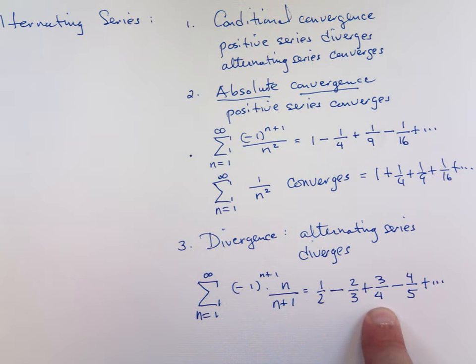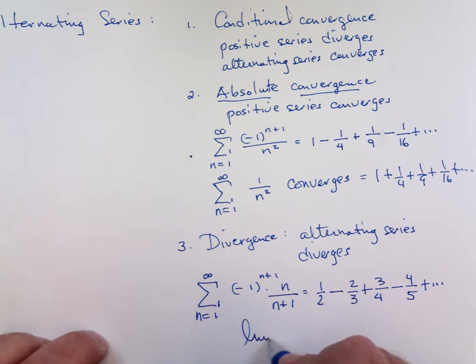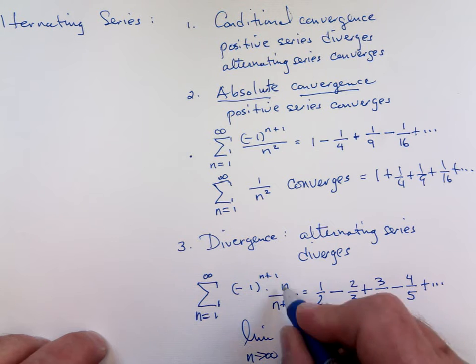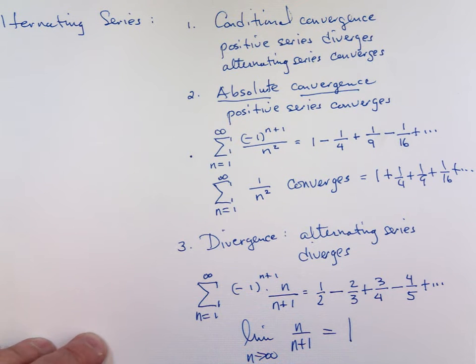The bottom line is the limit as n goes to infinity of n over n plus 1. What is that limit equal to? Infinity? No. 1. It's not 0. If that limit is not 0, that series will diverge. There's no question about it. It doesn't matter if it's a positive series or an alternating series.